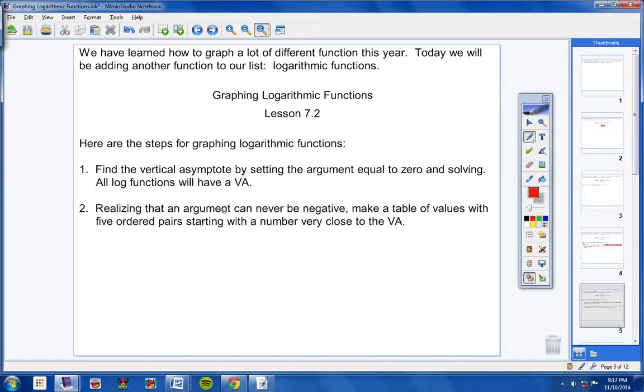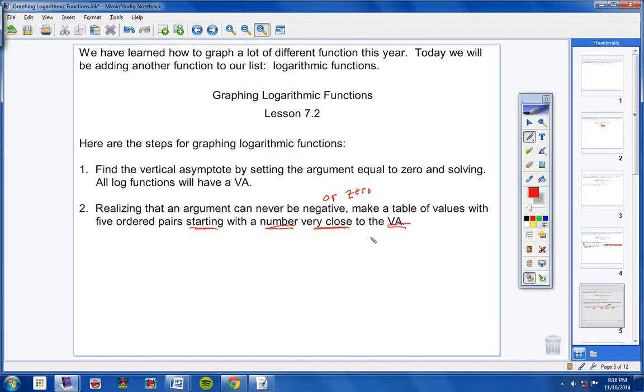Realizing that an argument can never be negative, or for that matter, 0. Okay? And we learned that yesterday. Make a table of values with 5 ordered pairs. However, listen, start with a number very close to the vertical asymptote. Okay? Start with a number very close to the vertical asymptote. I'll explain that later, but copy that down.